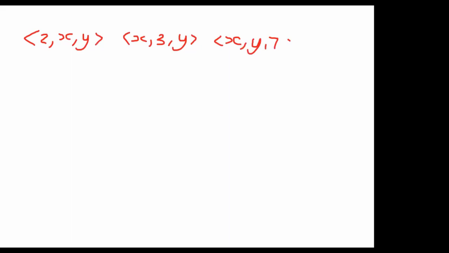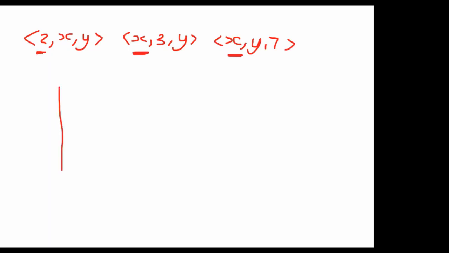Okay, thanks. So for question 9, they've given us 3 points. The first is (2, x, y), the second is (x, 3, y), and the third is (x, y, 7). So those would be the x, y, and z coordinates respectively. And we're told that these 3 points are collinear, and we have to find x plus y. So if we look at the x coordinates, we see here we have an x coordinate of 2, here we have an x coordinate of x, and here we also have an x coordinate of x. So the x coordinate is repeated, but these 3 points lie on a line.